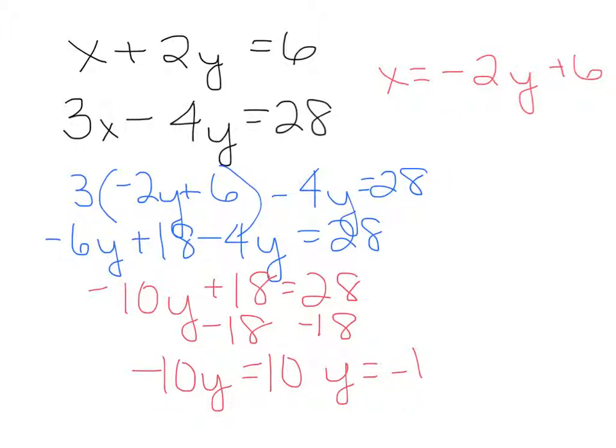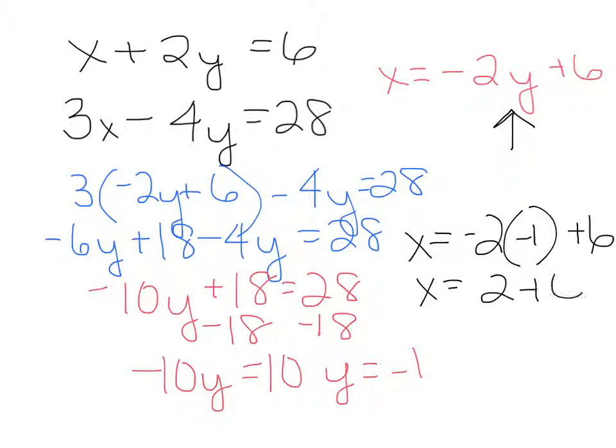Now you can plug the negative 1 in for y in your new equation. So x equals negative 2 times negative 1 plus 6. So x equals 2 plus 6, which is 8. So your ordered pair is 8, negative 1.